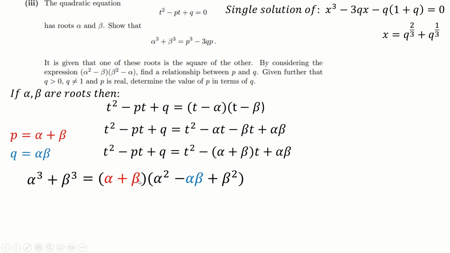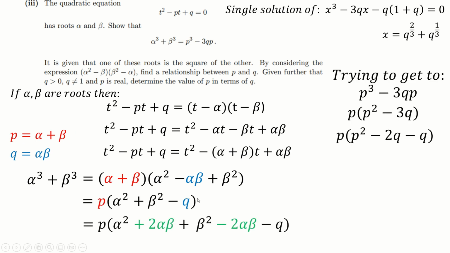Now, how is that helpful? Well, alpha plus beta is just p, and alpha beta is just q. And if we write the alpha squared plus beta squared in the bracket, it looks a lot like p, and it basically is: it's p squared minus the extra 2 cross terms that you get.